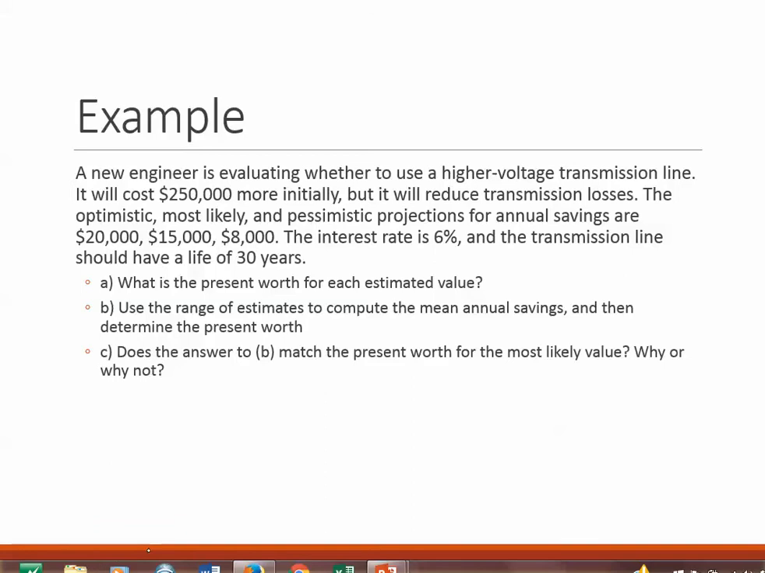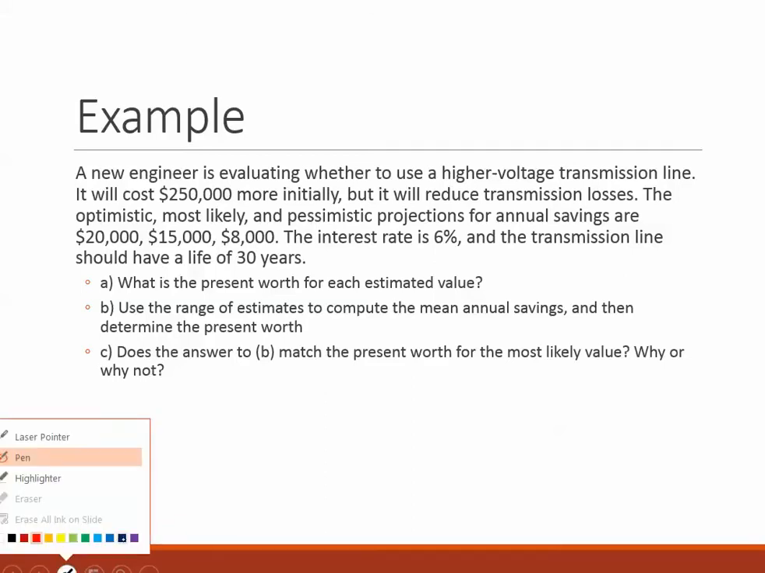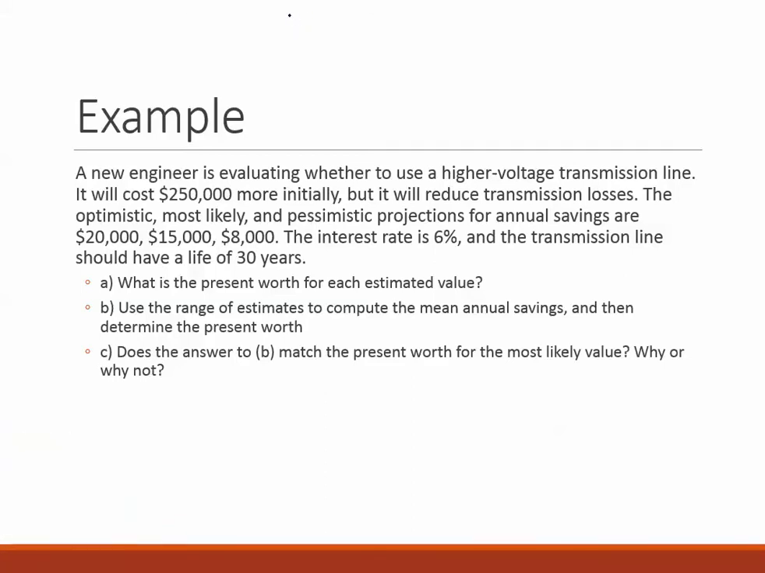And let me choose a nicer color. There we go. All right, so first for part A, let's find the present worth for the optimistic. And this is equal to negative 250,000 plus 20,000, which is my optimistic annual savings. And then we're going to do a P given A, 6%, 30. And this gives me 25,300.